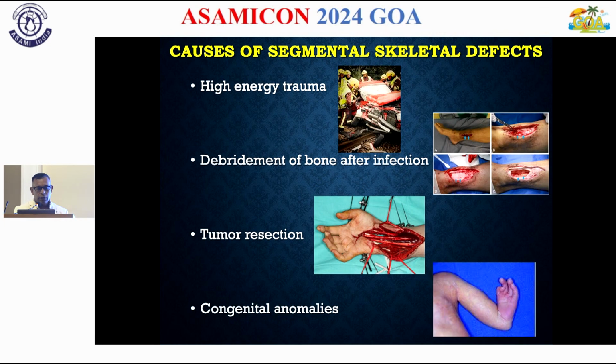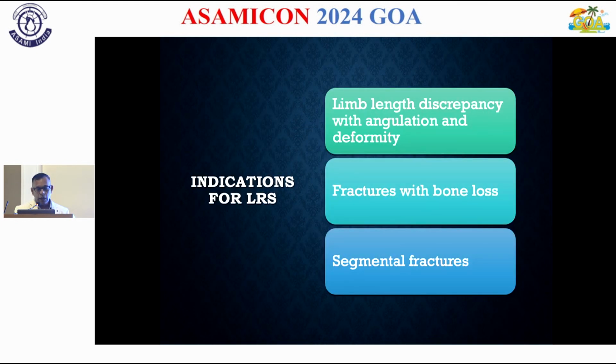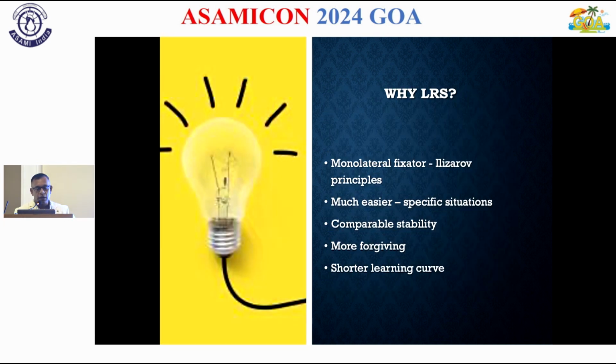Dhingra has described. We all know that high energy trauma and debridement procedures, some tumor resections, and in cases of congenital anomalies, we end up having segmental skeletal defects. More or less, limb length discrepancy with mild angulation and deformity, fractures with bone loss, and segmental fractures are primary indications of LRS. Now, why LRS?